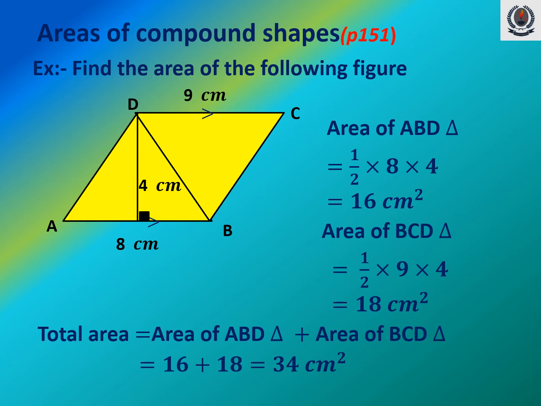Half into base is 9, the perpendicular height is 4, 18. Therefore, total area equals area of triangle ABD plus area of triangle BCD. Now already we have found area of triangle ABD is 16 square centimeters, area of triangle BCD is 18 square centimeters. So we can add together. The answer is 34 square centimeters in this compound figure.